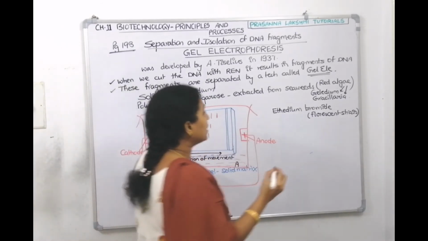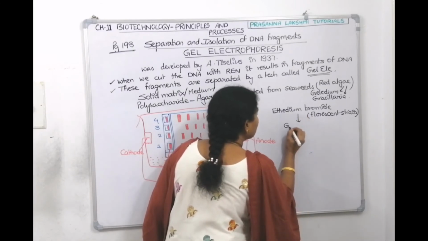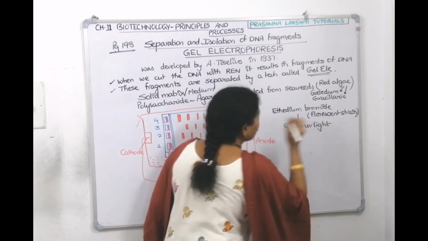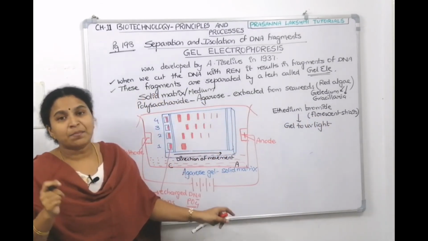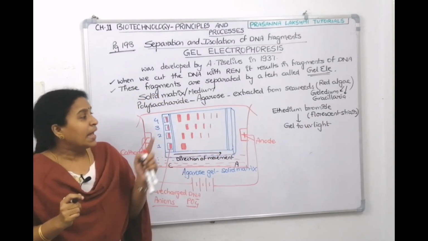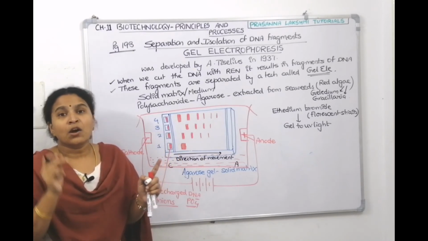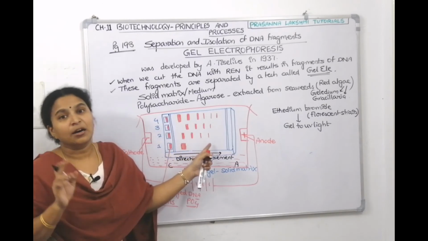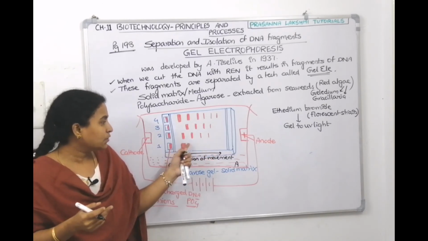Stain it with ethidium bromide and expose the gel to UV light. Stain the DNA fragments with a stain called ethidium bromide and then expose the gel to the UV light. When you expose the gel to the UV light, you can see bright orange color bands. I have red color, so that's why I have used red.